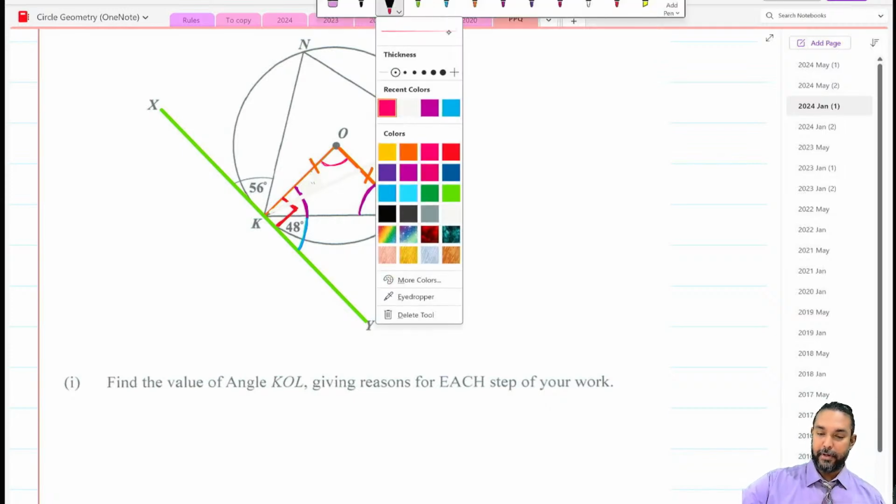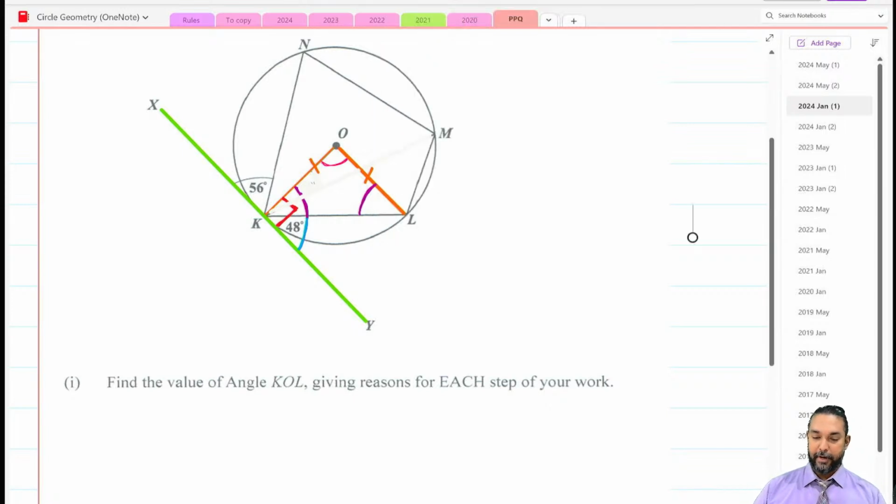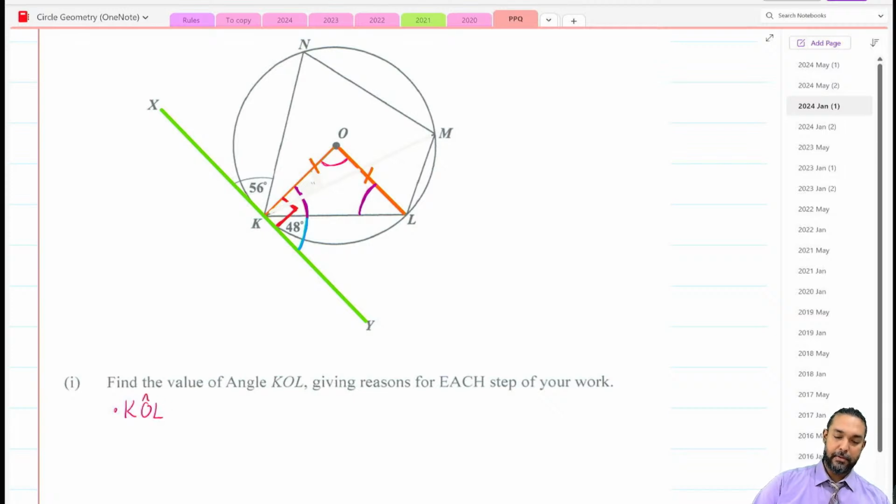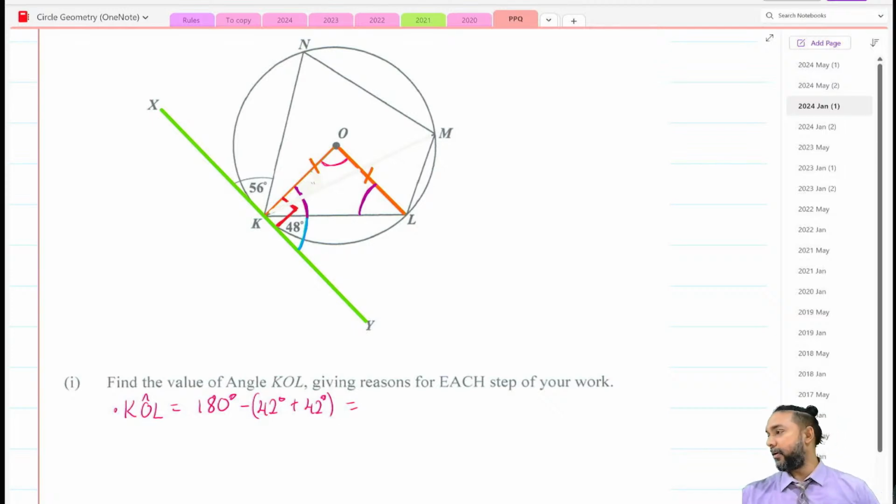All right, cool. So let me talk. Right. So KOL. So first of all, we could take it in a kind of order. So KOL would be equal to 180 minus 42 plus 42. Correct, yeah. 48 from 90, yeah, that's correct.